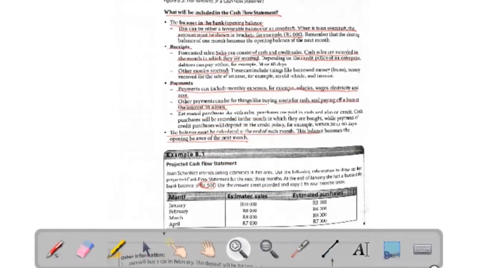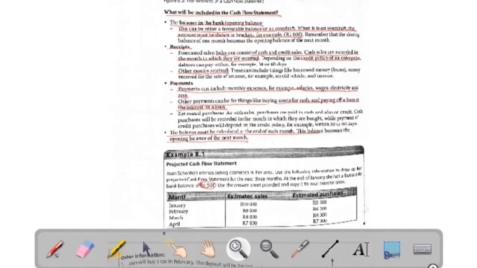It's example 8.1 from your textbook. The projected cash flow statement. Joan Sconfeld intends selling cosmetics in her area. Use the following information to draw up her projected cash flow statement for the next 3 months. At the end of January, she had a favorable balance of 4,500 rands. Use the answer sheet provided and copy it to your exercise book.